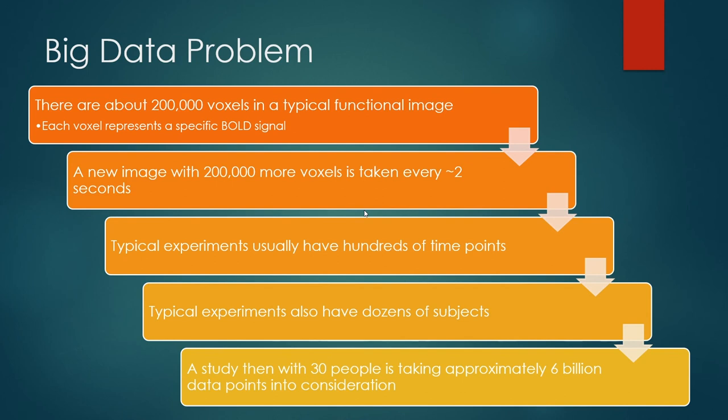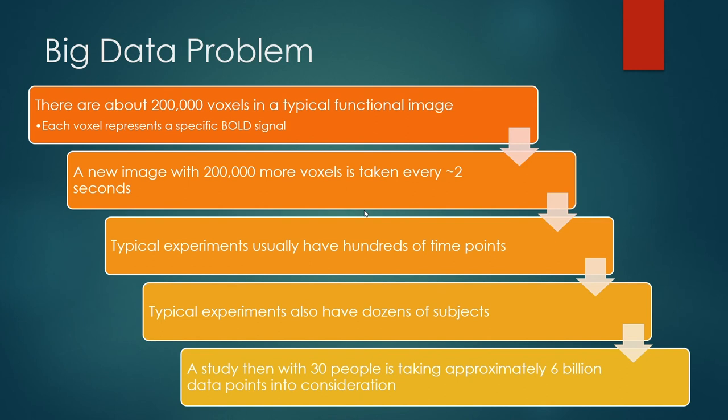So this kind of puts things into perspective about how computationally demanding fMRI is. In the studies that I do, the resolution that we have, I have brains that are about 200,000 voxels, right? And I'm getting a BOLD signal in every single one of those 200,000 voxels. A new image is taken every 2 seconds when I'm doing functional stuff. So that means I have 200,000 more data points every 2 seconds. The experiment I just ran did 6 runs that were about 200 time points apiece. So that was like 1,200 time points of 200,000 different data points.